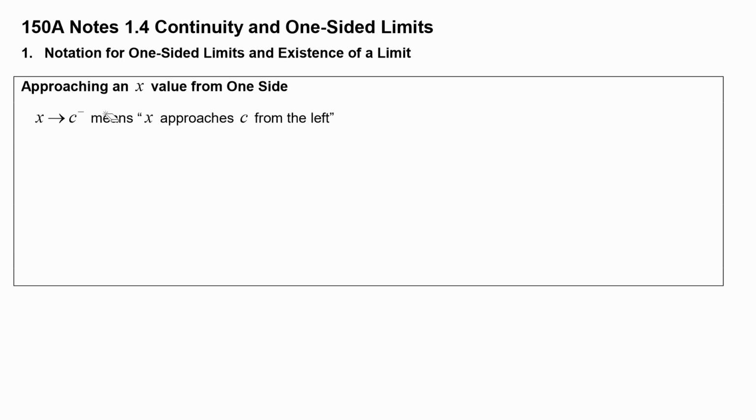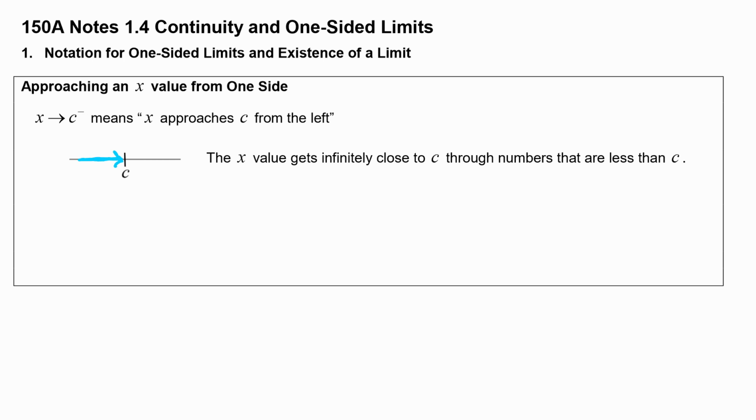This notation, where you see this little negative sign, where normally you would expect to see an exponent, means x approaches c from the left. So if we were to look at a number line, then the x value comes in from the left-hand side of c, and it gets infinitely close to c through numbers that are less than c.